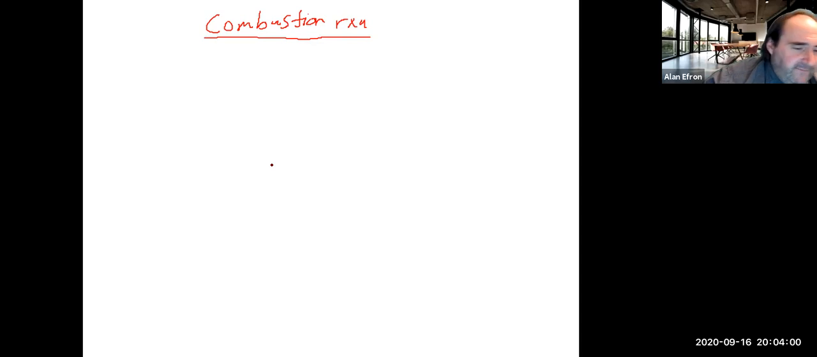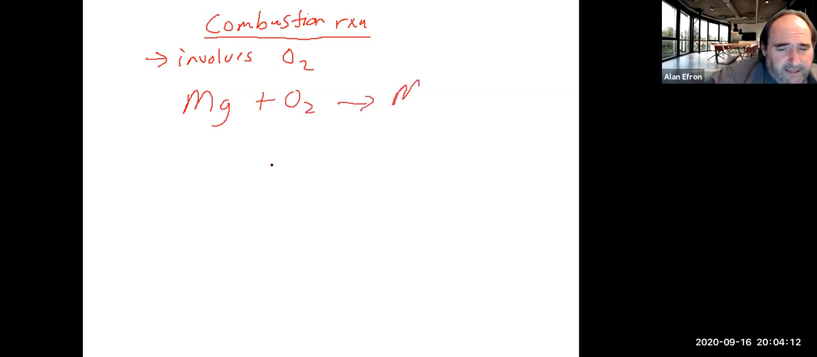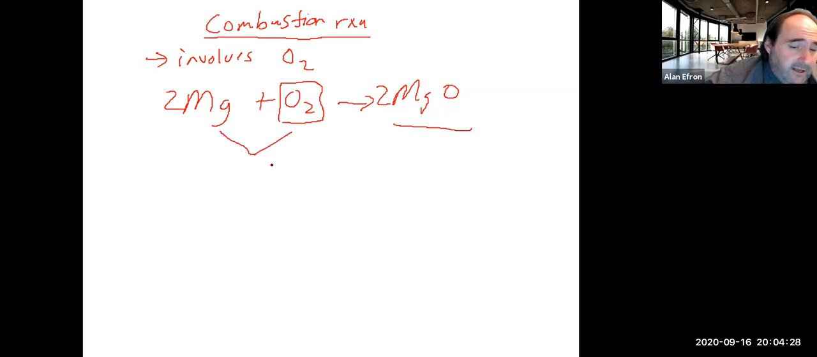The general definition of a combustion reaction is it involves O2 being present. So if you had something like magnesium plus O2, makes some magnesium oxide, a little 2 there, a little 2 there. It has O2. It technically is a combustion reaction, and you could classify it as a combustion reaction because of that. We could also, if you look at this, that's two things that make one thing.